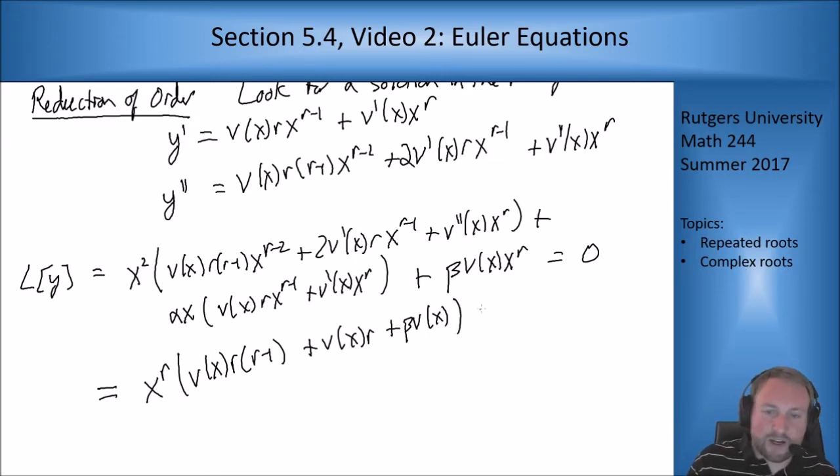Now I can go up one power, plus an x to the r plus 1 of 2 v prime of x r, which comes from the first set, and a v prime of x from the second set.